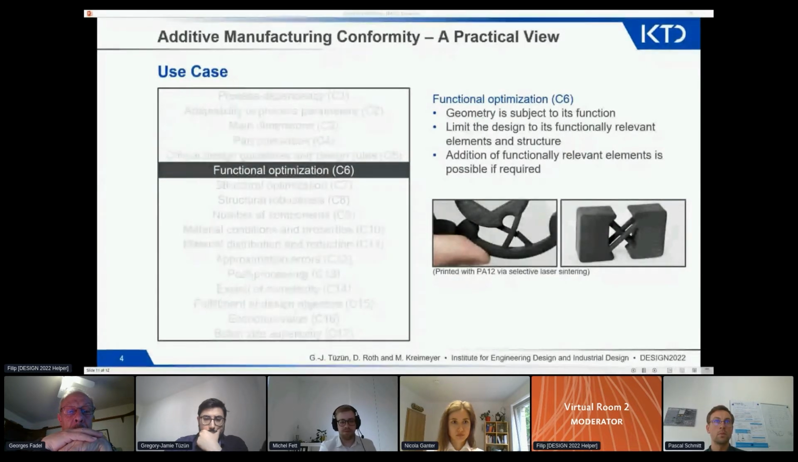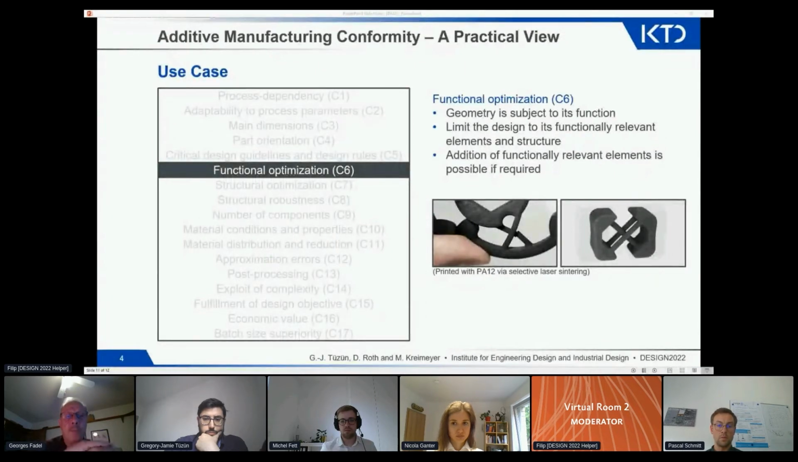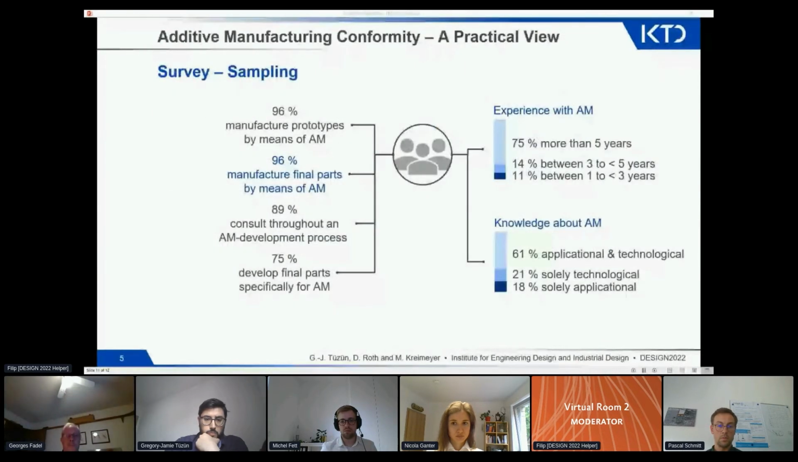We added these types of examples, plus a short description with more detailed elaboration on how to check your design for several criteria. After considering all criteria, we achieved an AM conformal design. We followed up with a study focusing on industrial participants who were experienced and knowledgeable about additive manufacturing. 96% of our participants utilize additive manufacturing technologies for both prototypes and final parts. Some even consult throughout a development process specifically for additive manufacturing.